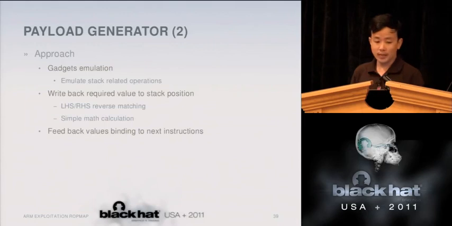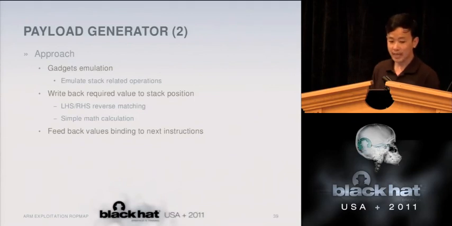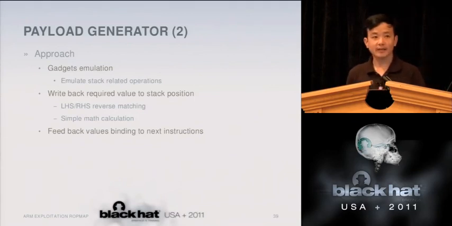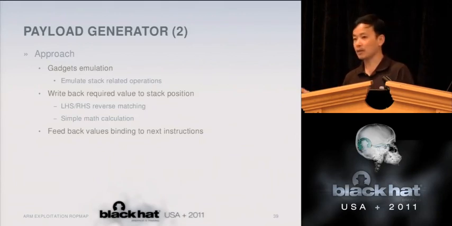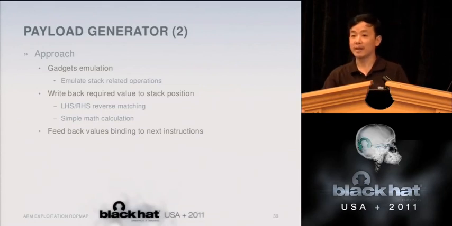So in order to do that, we do some basic emulation of gadget instructions. Here we will emulate every single gadget, and only the stack-related operations like popping a register from the stack. So we just do that. And we automatically roll back values to the stack position. So if you pop a register from the stack, we must write your intended value to that position. The idea is just that simple.